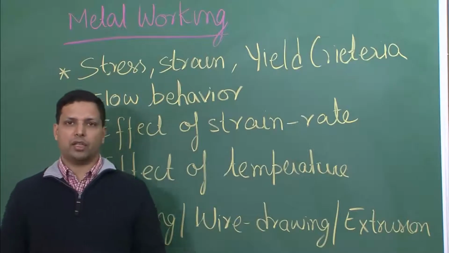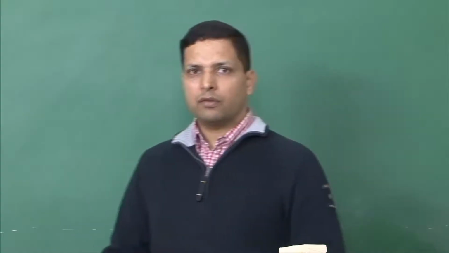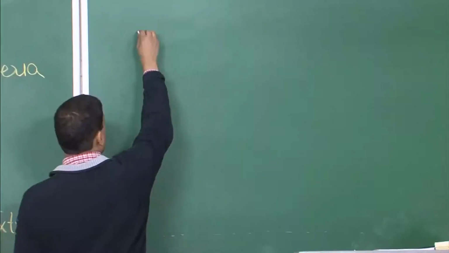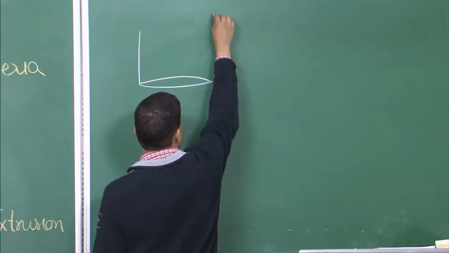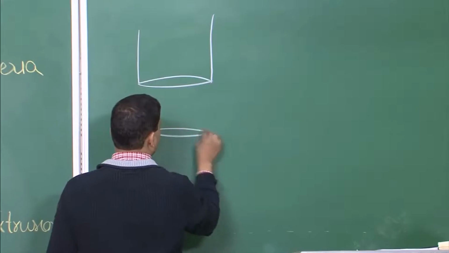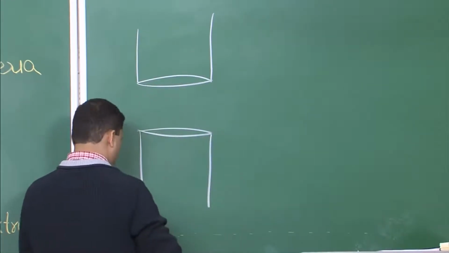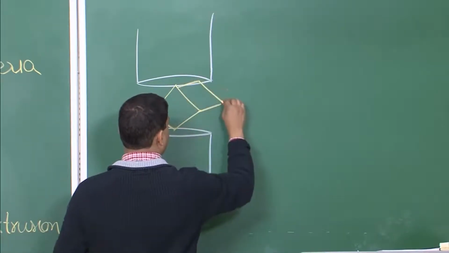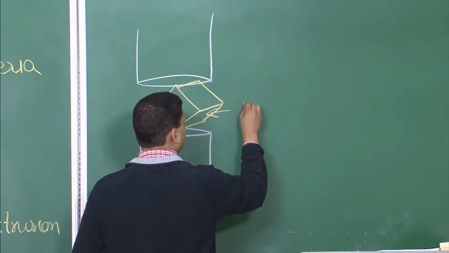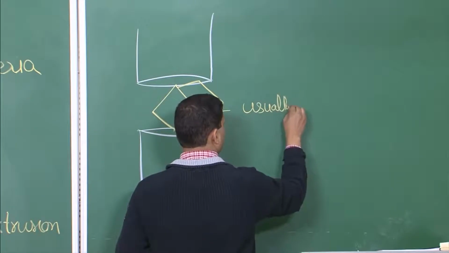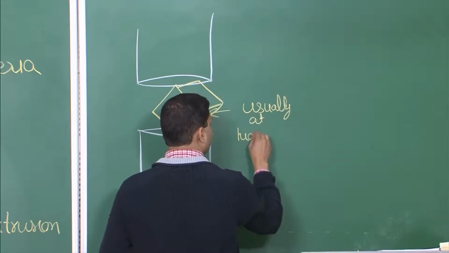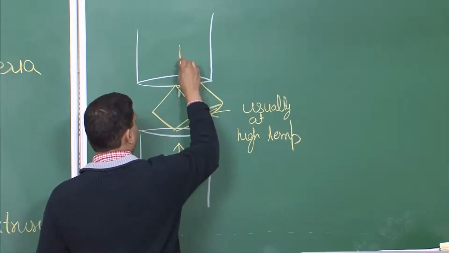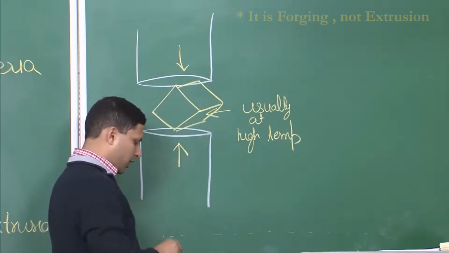Now, when we say metalworking, what are the examples that come to your mind? One of the most common processes that you must have heard of is something like this. Can you guess what this is? Here you have two anvils which come together, and you have a workpiece in between these two, let us say a rectangular block like this, and this is usually at high temperature, and these anvils are forced against each other. So, this is forging.